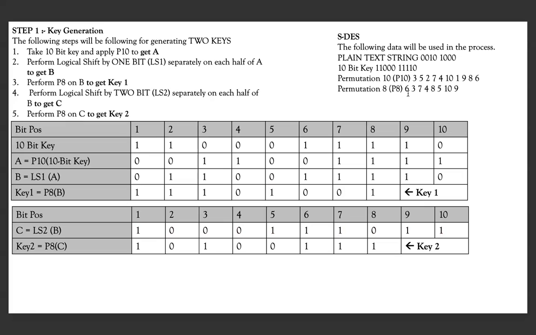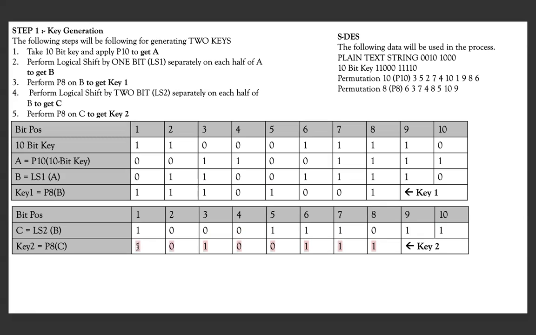So as we remember, this is P8. So first I need the 6th bit of, sorry, 6th bit of C. So first I need 1. Then I need the 3rd bit. We got 0. Then the 7th bit, we got 1. Then we got the 4th bit, 0. Then we got the 8th bit, which is another 0. Then we got the 5th bit, which is 1. Then the 10th bit, which is 1. And finally the 9th bit, which is 1. Okay, so this is my final key 2.